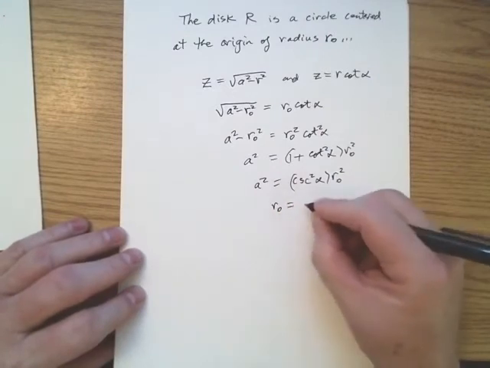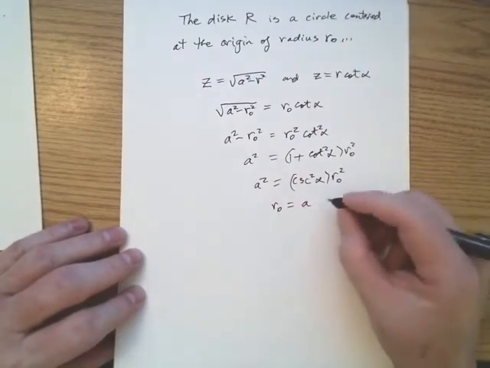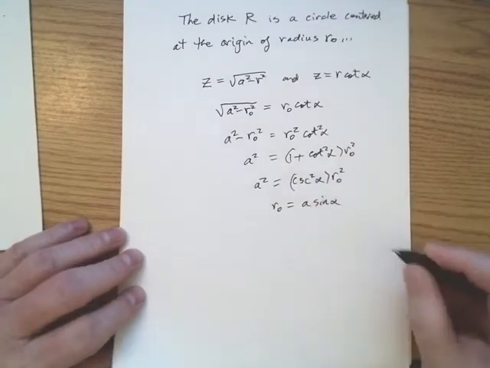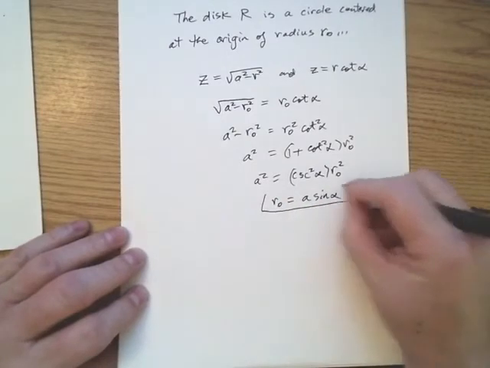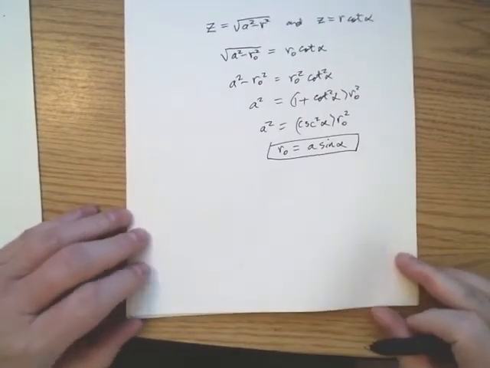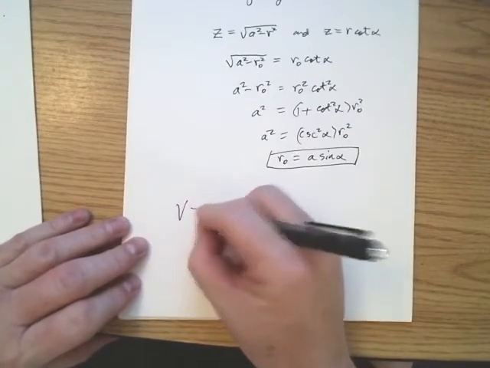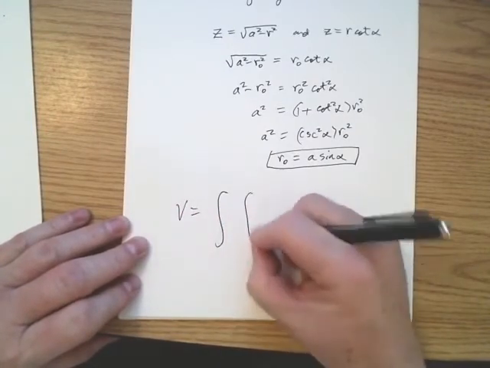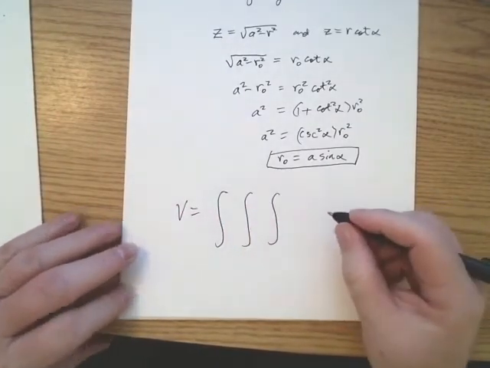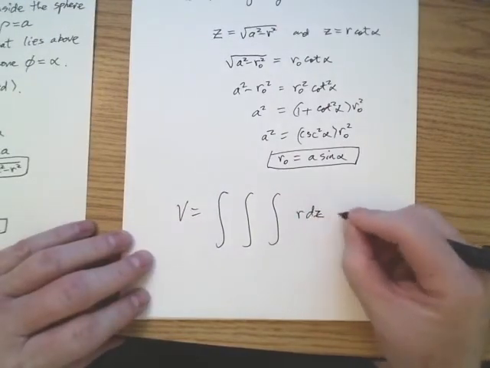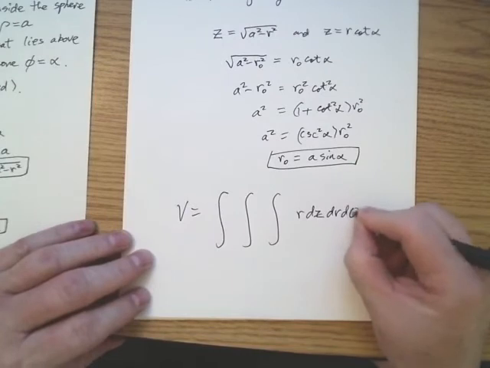R naught is a divided by cosecant of alpha, but the cosecant of alpha would be the sine of alpha. So this is r naught. So our integral is going to look like this for the actual volume. It's going to be the integral, okay, r dz dr d theta.